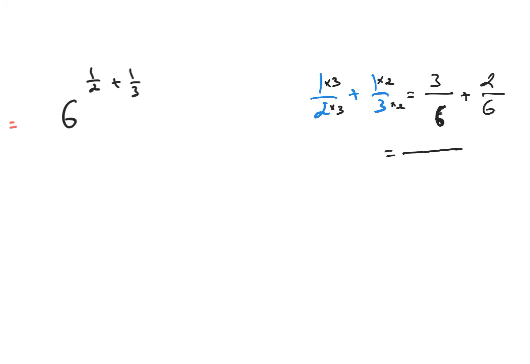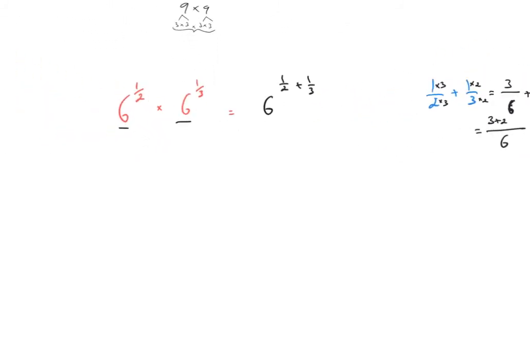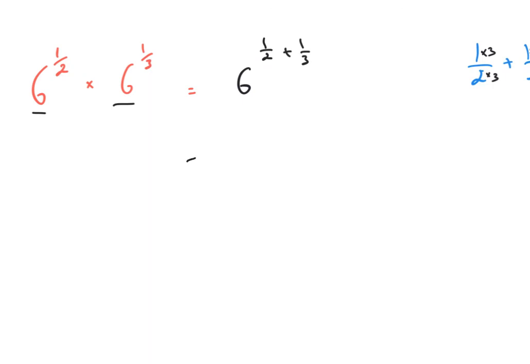We get the same denominator. We're going to add the numerators here. 3 plus 2, that will be 5. So the answer is going to be 5 over 6, right? So let's get back to our question here. So it's going to be 6, and we just solved this one here. As you can see, that's going to be 5 over 6.